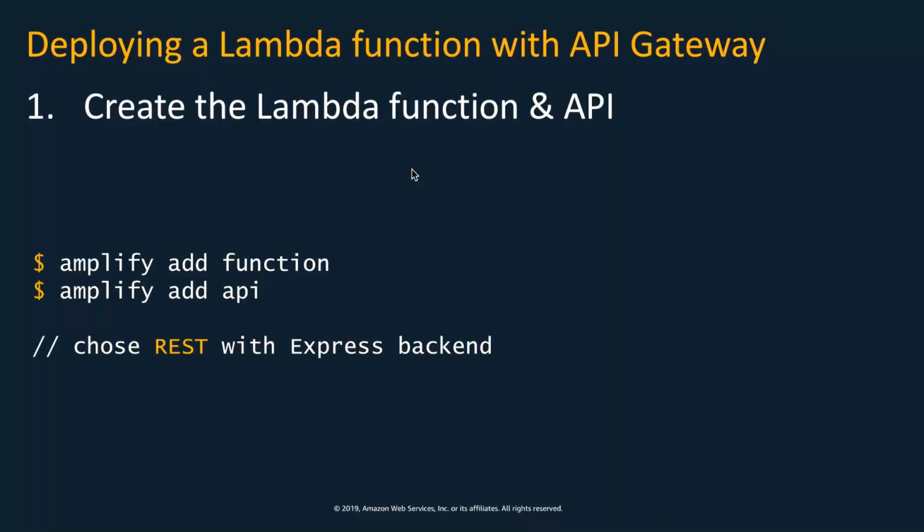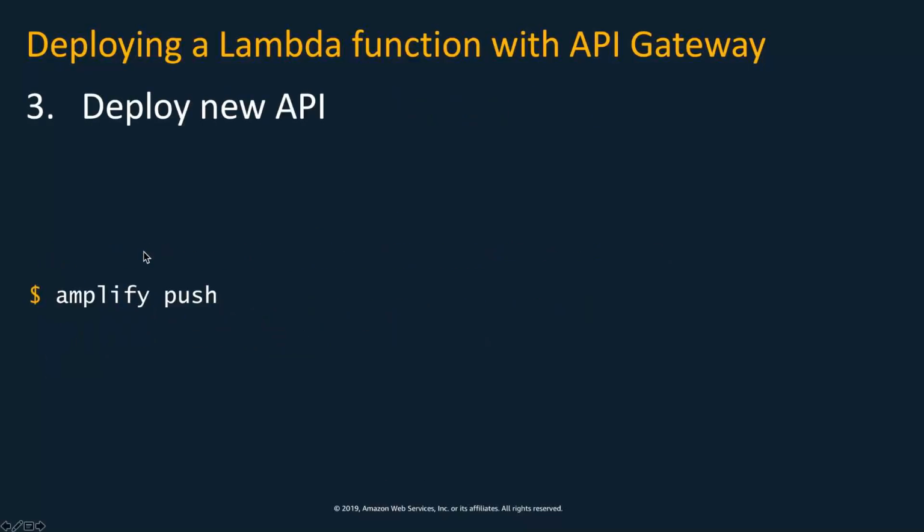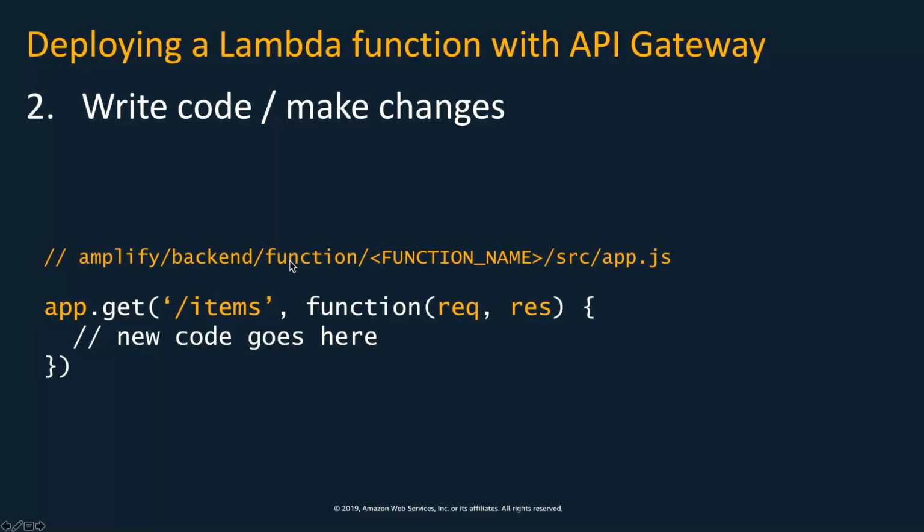After we've created the Lambda function, we're going to have some code that's been generated for us in this folder called amplify/backend/function. This will be all of the functions that we've created. Then we'll have a source folder containing our actual source code. In app.js, we'll be able to make changes to the different endpoints that we have created for us.